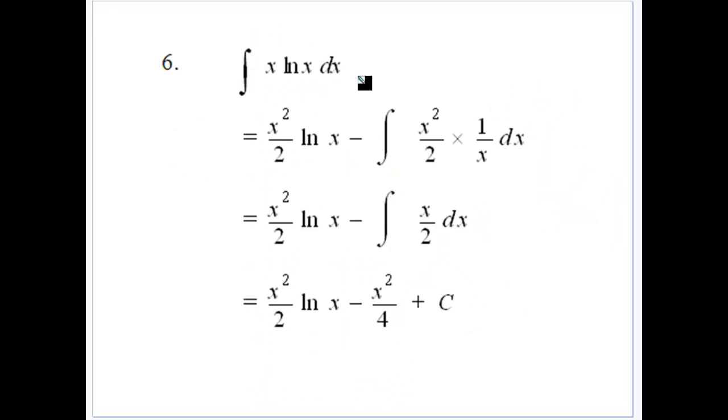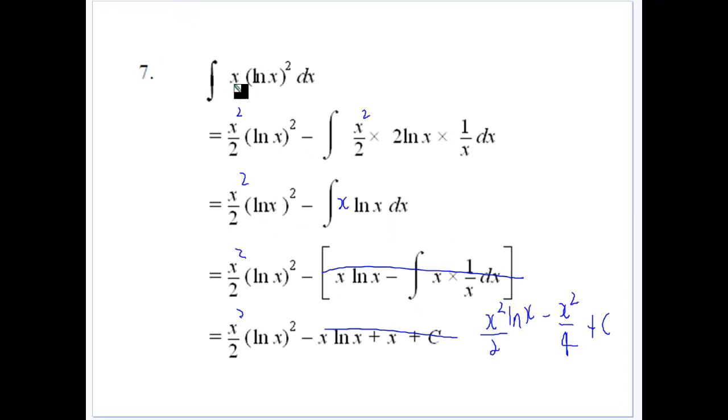Integral of x log x dx. So again, we can't integrate log x, so we integrate the first, leave the second. And then we integrate the first, derive the second. And because the derivative of natural log of x is 1 on x, it's not too bad. The x cancels, gives us x on 2, which we can integrate quite nicely.